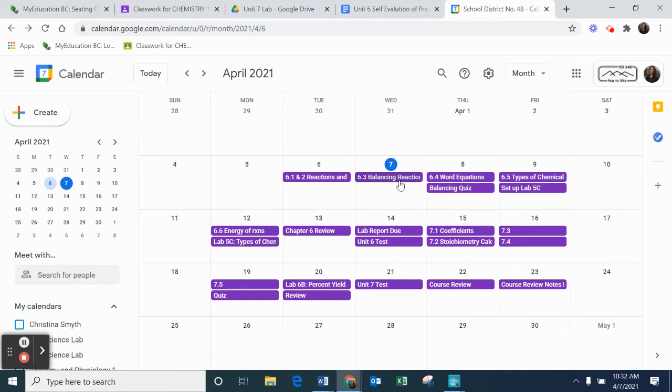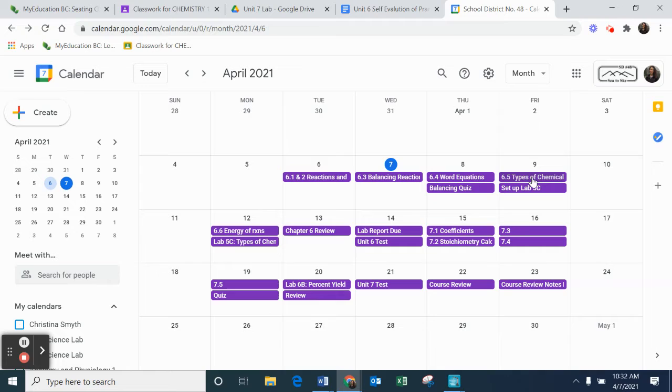And then today we're doing balancing reactions. Tomorrow we will have a balancing quiz. And then we're going to talk about word equations. So taking these chemical equations we're seeing, instead of having KI plus CO2, it'll be potassium iodide plus carbon dioxide, and turning that into a formula equation.